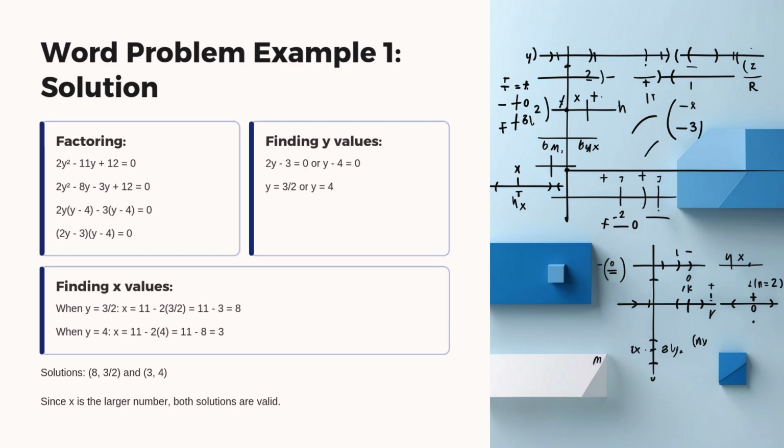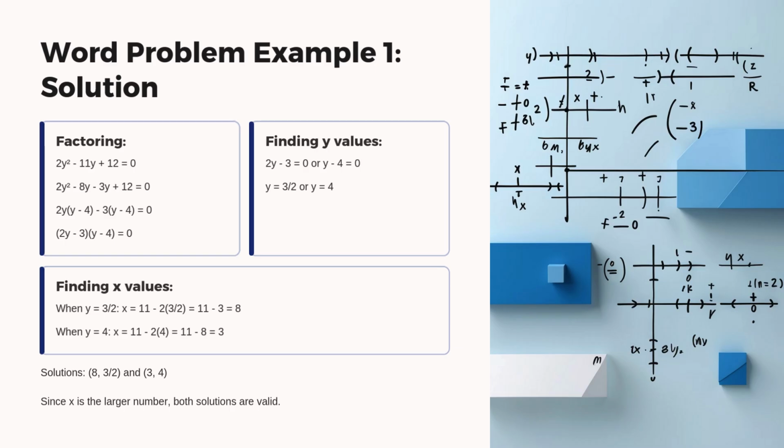Finding the x values. When y equals 3 over 2, substitute into x equals 11 - 2y. So x equals 11 - 2 multiplied by 3 over 2, which equals 11 - 3, which equals 8. This is simplified by cancelling the 2 and then subtracting. When y equals 4, substitute into x equals 11 - 2y. So x equals 11 - 2 multiplied by 4, which equals 11 - 8, which equals 3. This follows from multiplying and subtracting.